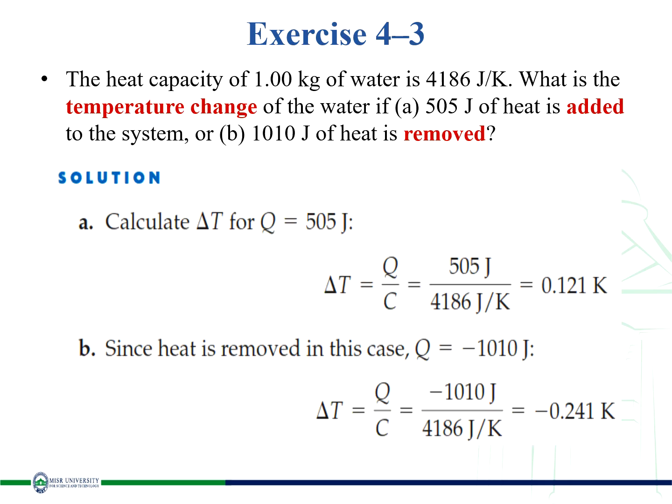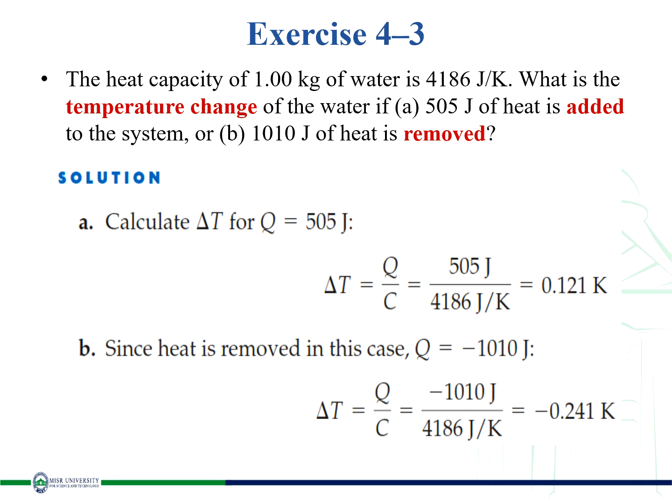Turning our attention to exercise 4-3, a straightforward application of what we've just discussed about heat capacity. Here, we're given the heat capacity of 1 kilogram of water, which is a rather significant 4,186 joules per Kelvin. This value tells us how much energy is needed to change the temperature of this specific amount of water by 1 degree Kelvin. Remember our discussion about how different substances, and even different amounts of the same substance, hold on to or release heat differently. Water, with its high heat capacity, is quite special in this regard. The problem asks us to find the temperature change, delta T, under two scenarios: first, when heat is added to the system, and second, when heat is removed from it.